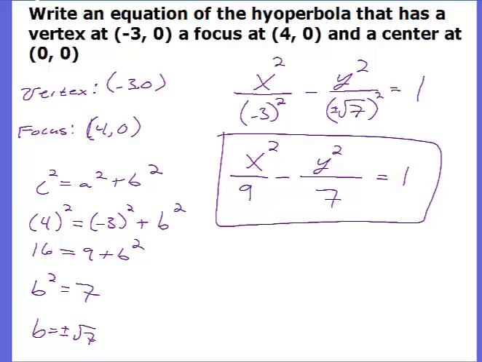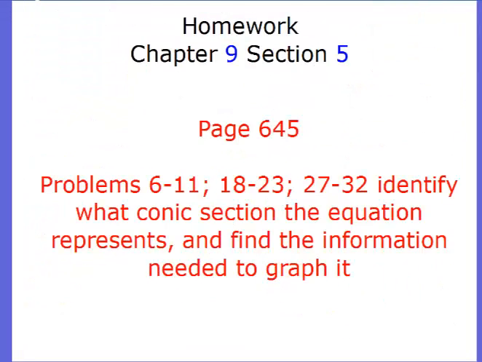All right, then here's your homework. I do want to talk about 27 through 32 a little bit. All right, I want you to identify what conic section the equation represents, which means is it a parabola, a circle, an ellipse, or a hyperbola? Everybody okay with that? And then what I want you to do is find the information needed to graph it. So what I mean is if it's a parabola, mark it as a parabola, find me the focus, the directrix, the axis of symmetry. Everybody okay with that?